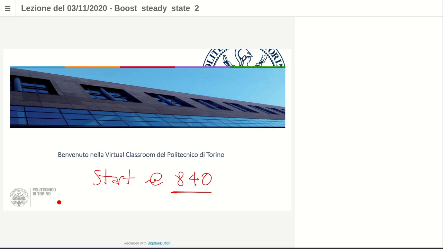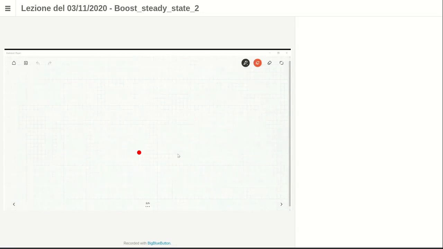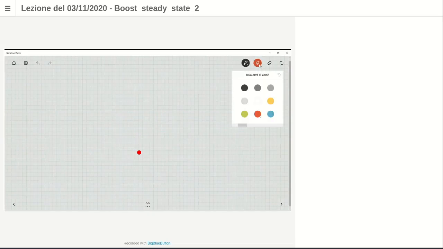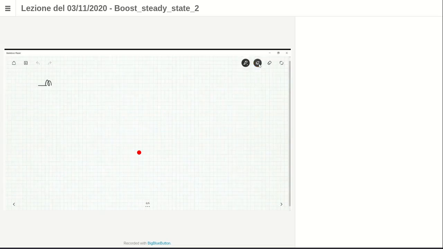So let me continue this discussion about the CCM boost operating mode. Let me add some discussion about the electrical stress, voltages and currents, of the boost components. So let me redraw again the boost topology.